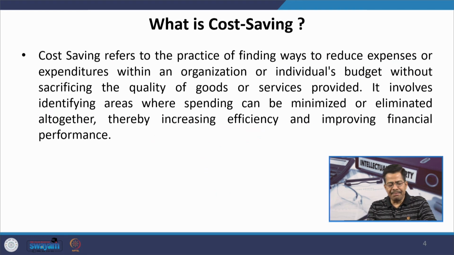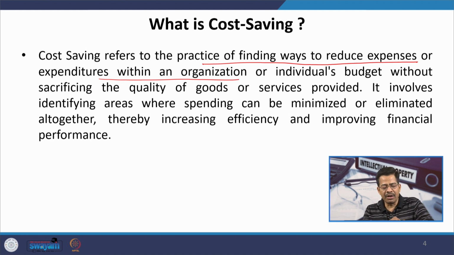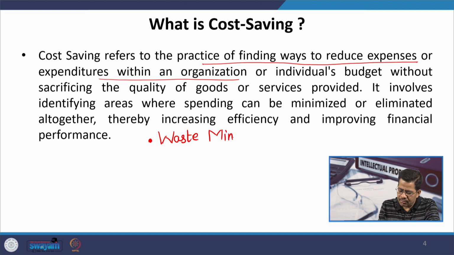Now, it is simple to understand what cost saving is, because it is a practice of finding ways to reduce expenses or expenditure within the organization without compromising your scope of work or your objectives. Organizations have traditionally followed a very common approach of cost saving, that is waste minimization. There are different types of waste we identify in the organization, and then we look at how to identify innovative approaches for minimizing this waste.